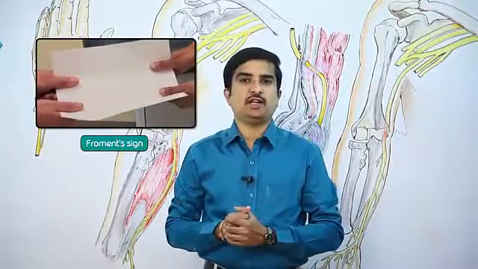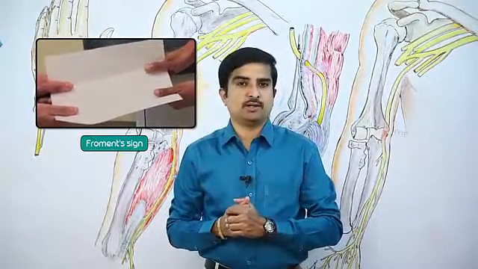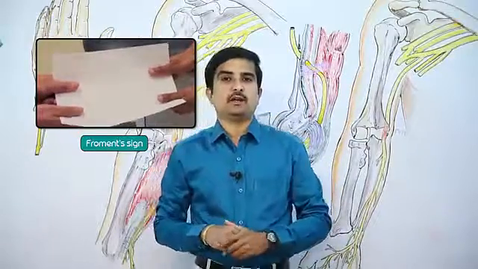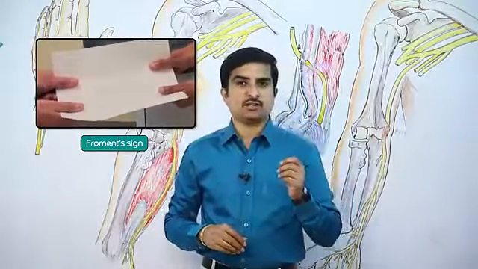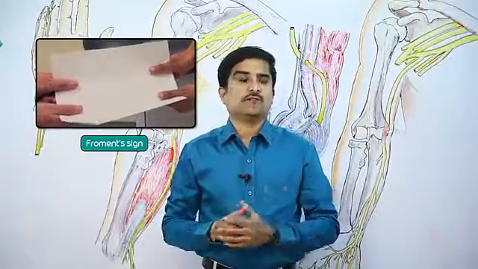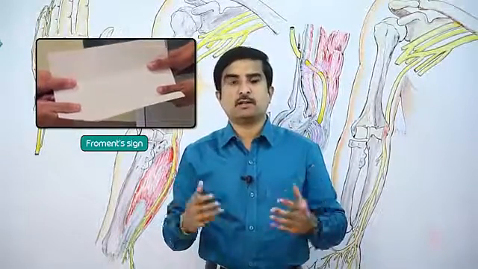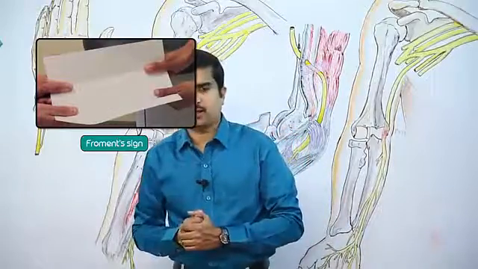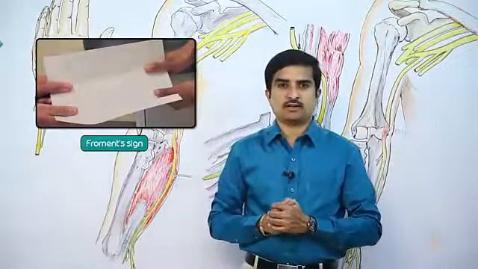The absence of the adductor pollicis power removes one of the metacarpophalangeal joint flexion, interphalangeal joint extension forces, so the flexor pollicis longus power becomes more dominant, right? So this is the Froment sign.